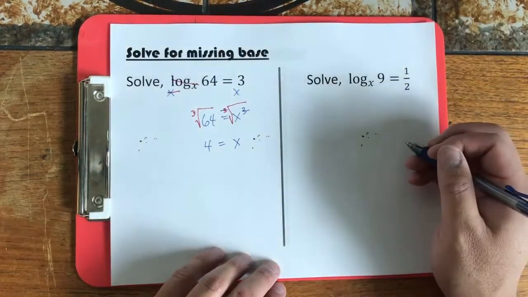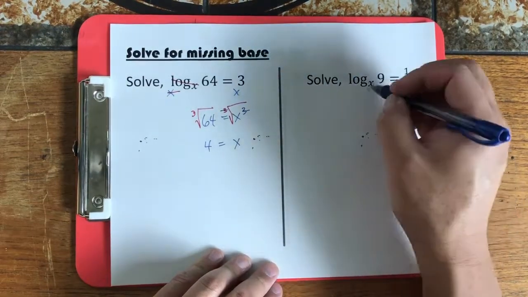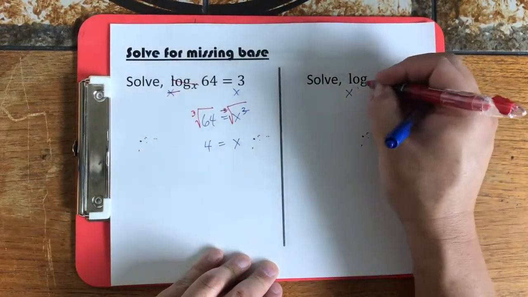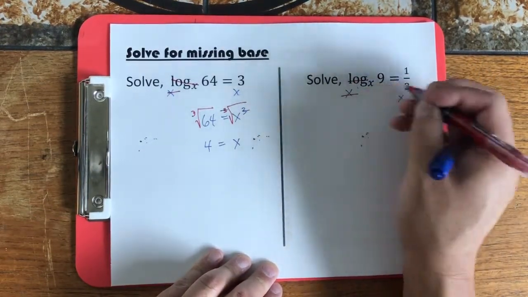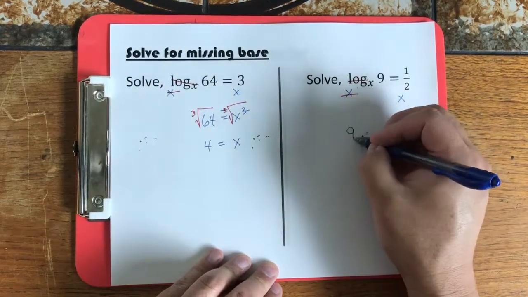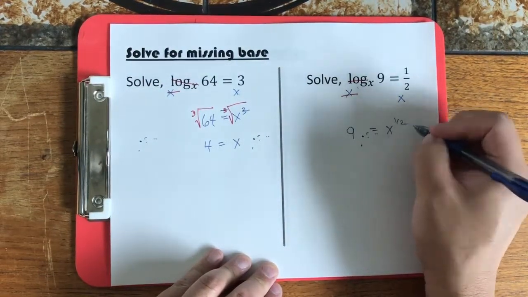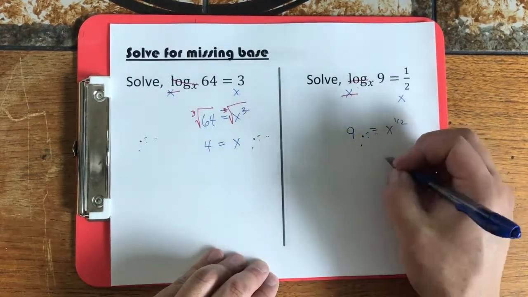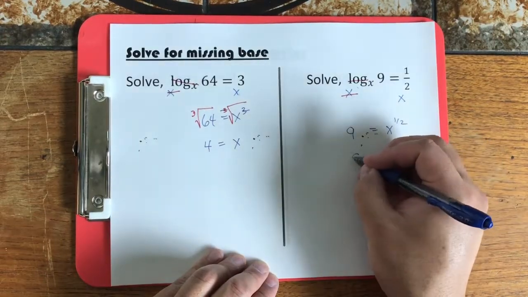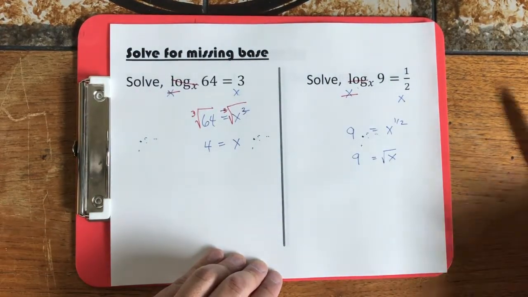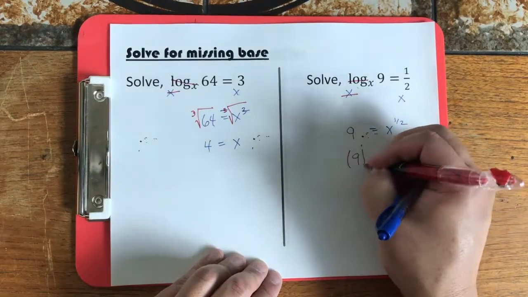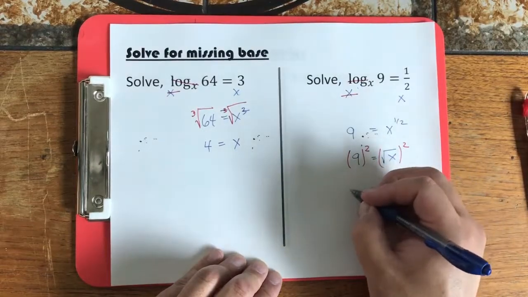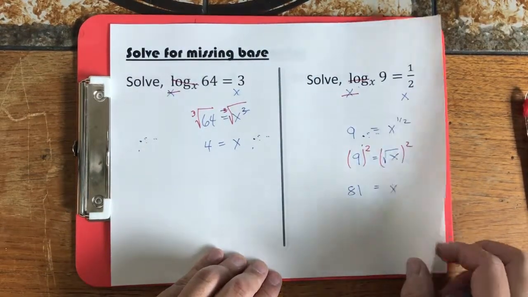So when we look at this, let's get rid of this log by applying the base to both sides. So now this log and that base will cancel each other out, and I get 9 is equal to x to the 1/2. Now, in case you forgot, this is the same thing as square root of x is equal to 9. And the way you get rid of a square root is that you square both sides.